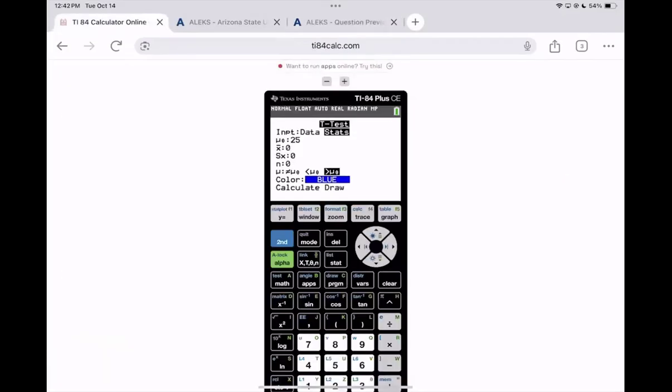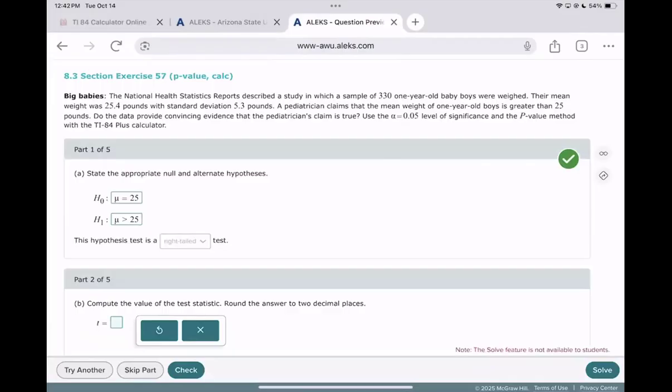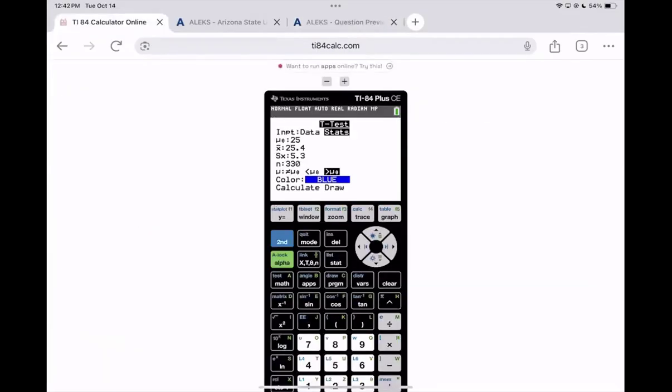25.4. So annoying how many times I have to click into the calculator versus into the window. And I think this was 5.3 and 330. Let's just check. I know the 330 is right, and yes, 5.3 is the standard deviation. And what's the alternative hypothesis?